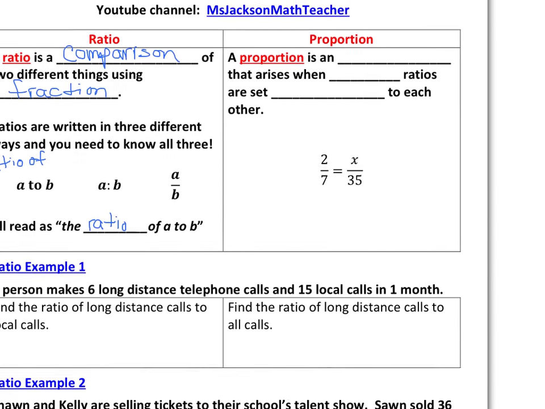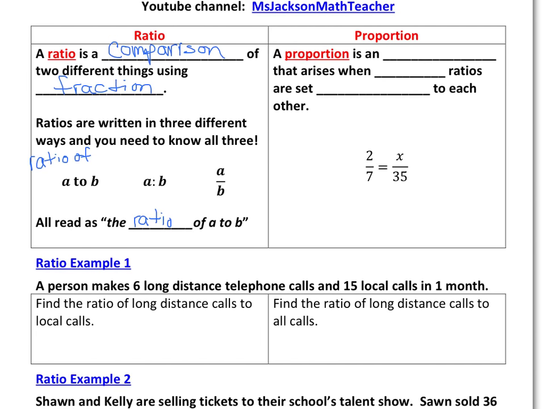All right, now let's take a look at proportion. What is a proportion? A proportion is an equation, first of all. It has an equal sign in it, so it is an equation that arises when two ratios are set equal to each other. So a proportion is an equality of ratios. Here we have one ratio, 2 to 7, equals x to 35. You could also read that as 2 is to 7 as x is to 35. We should probably write that down. That equals is read as.